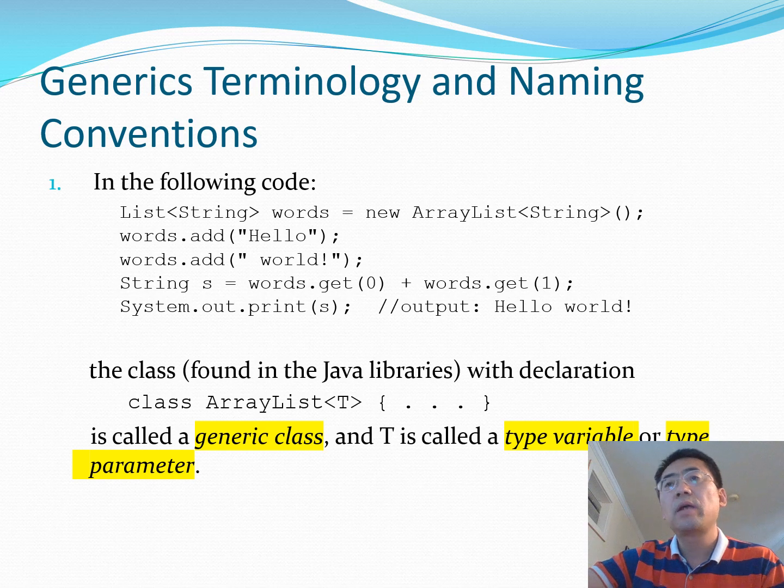Some generic terminology and naming conventions. We see the class ArrayList<T> down here. This is called a generic class because the declaration of ArrayList involves using a type variable T, and T can be any object, any reference type available in Java. T is also called a type variable or type parameter.